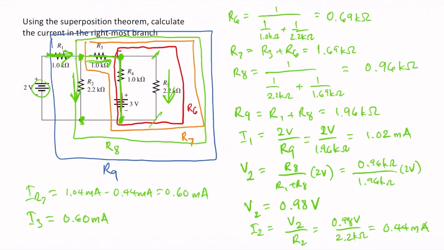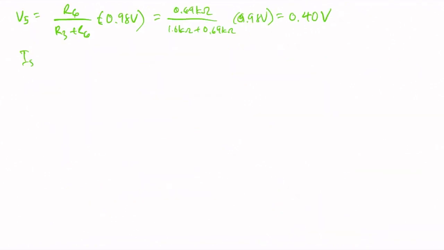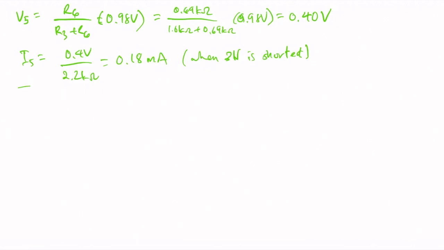So I5 is equal to 0.4 volts divided by 2.2 kilo ohms. This means that we have 0.18 milliamperes. Okay, so that's when we short the 3 volt power source.